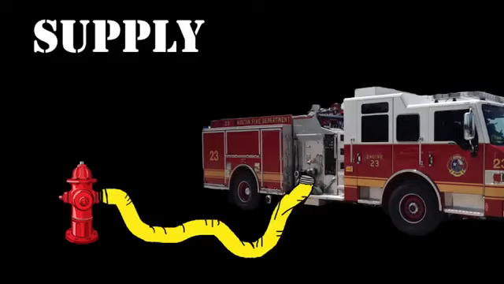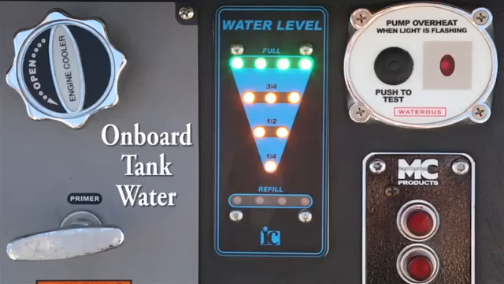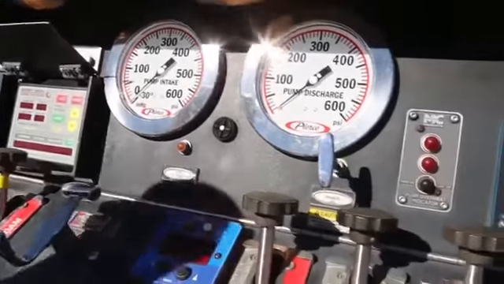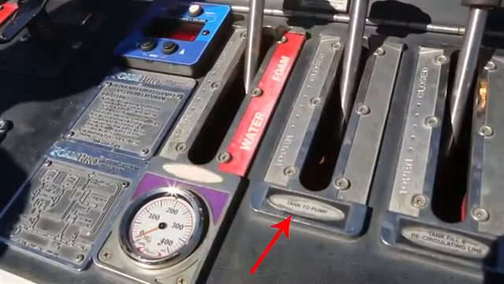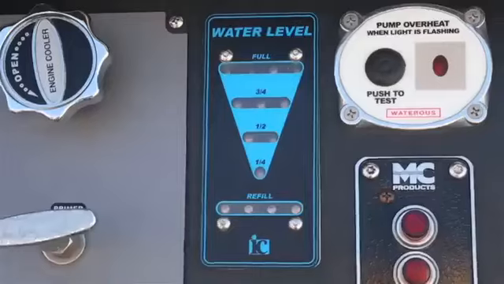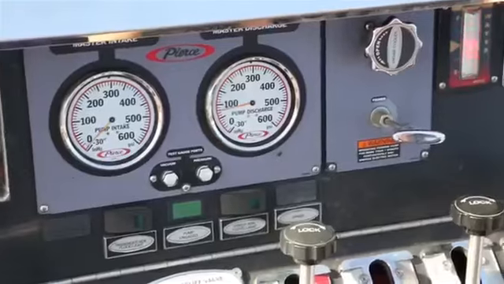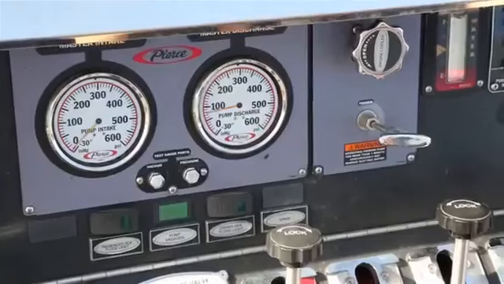In AFD, we use two types of water supplies. The first is our onboard tank water. A problem that can be encountered when using tank water is a partially or totally closed tank to pump valve. The second problem is an empty tank. They will both present in the same way, cavitation.